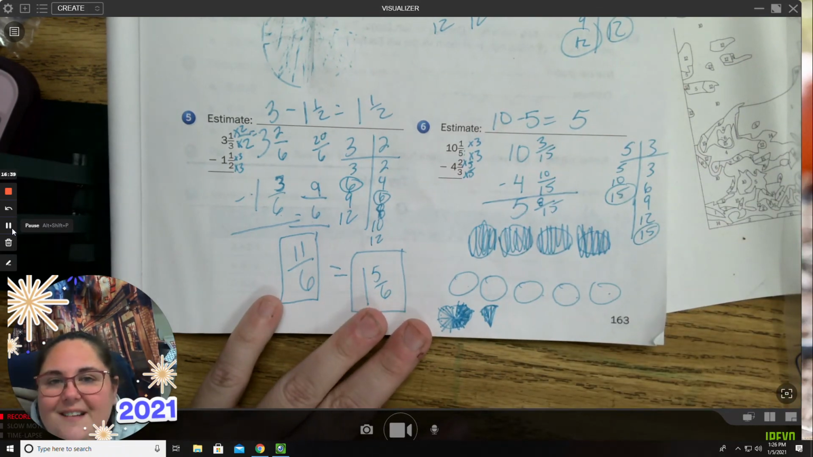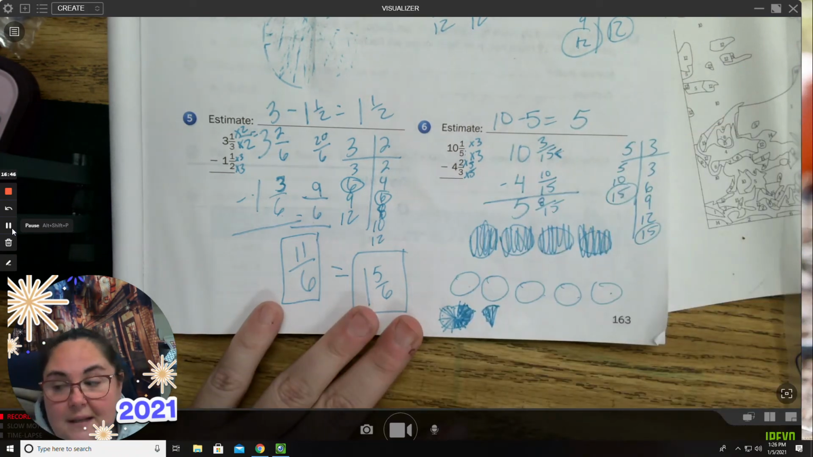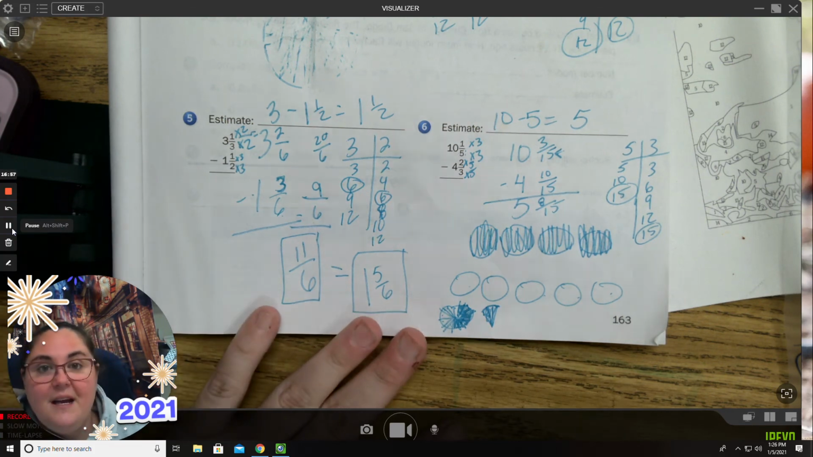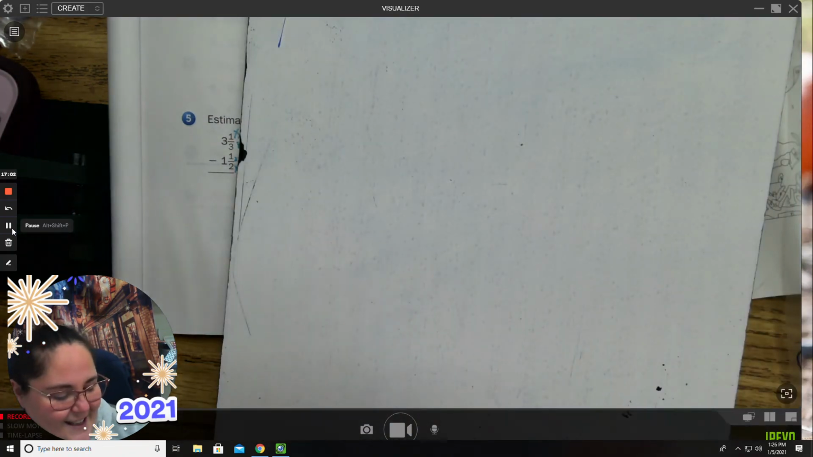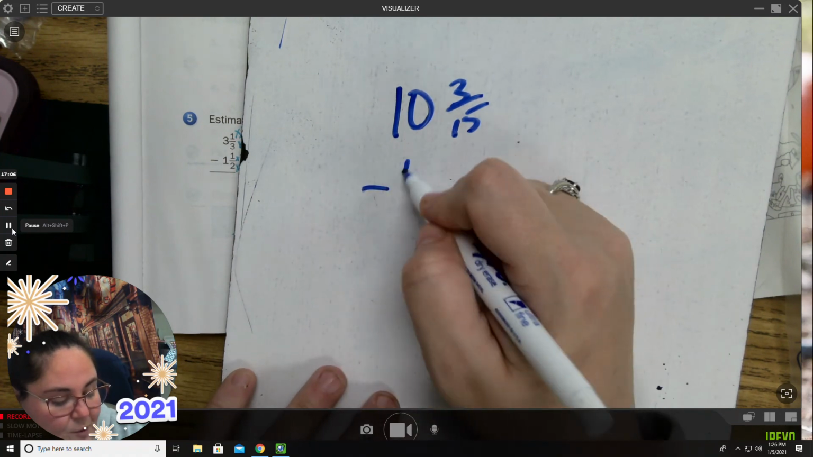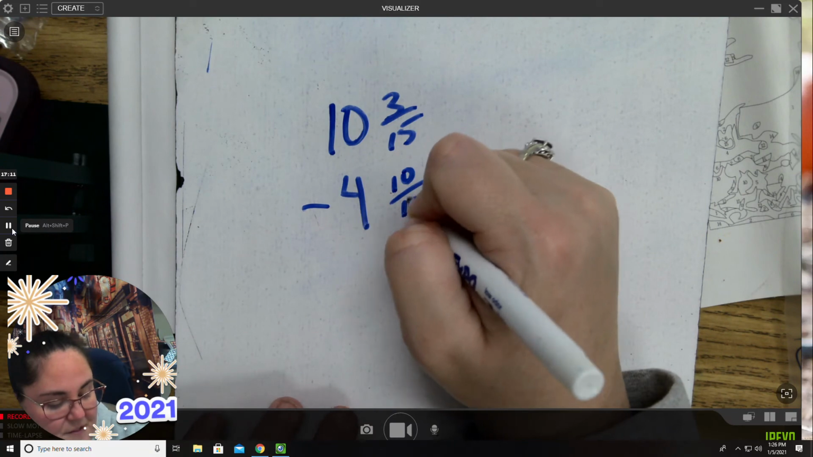The picture is a little tricky to understand. And I understand that, especially when you get into a larger denominator, it's harder to see. That's why you need to have other ways to do this problem. So you know me, we say check your math all the time, so guess what we're about to do? Check our math. We said 10 and 3/15 minus 4 and 10/15.